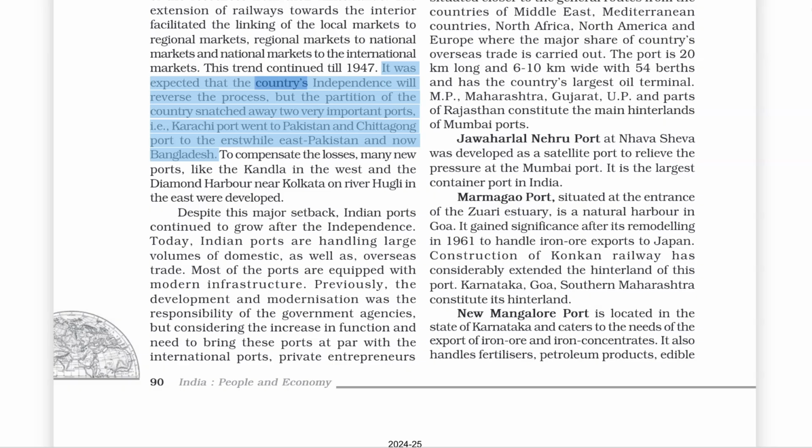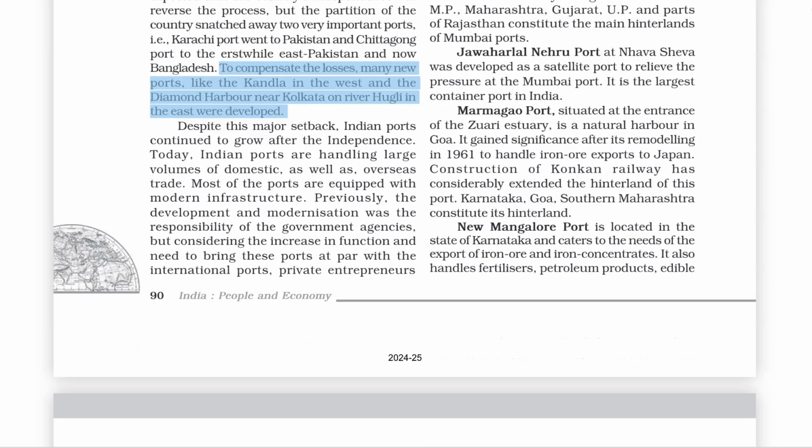It was expected that the country's independence would reverse the process, but the partition of the country snatched away two very important ports, i.e., Karachi port went to Pakistan and Chittagong port to the erstwhile East Pakistan, now Bangladesh. To compensate the losses, many new ports, like Kandla in the west and Diamond Harbour near Kolkata on River Hooghly in the east, were developed.